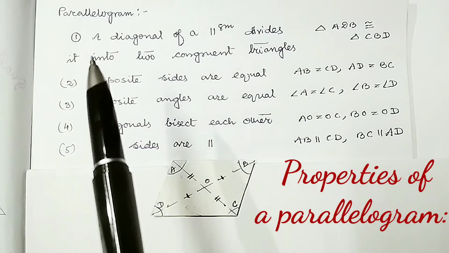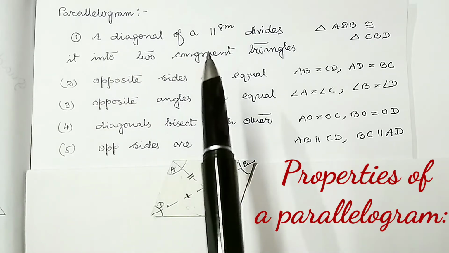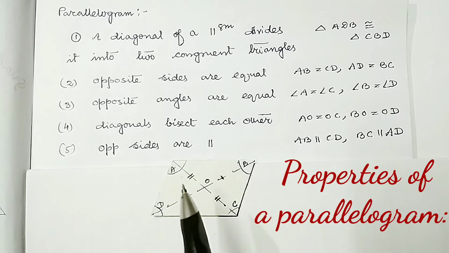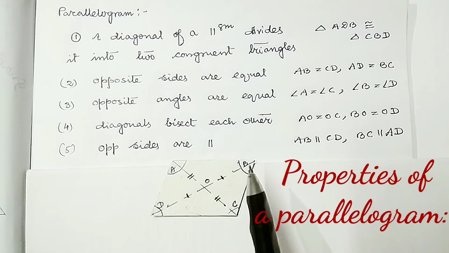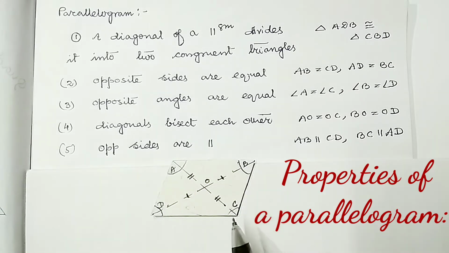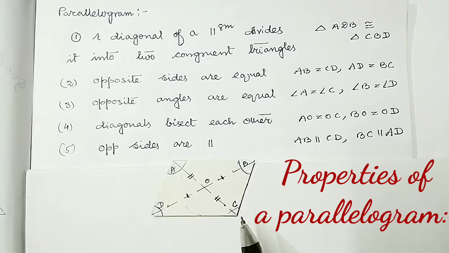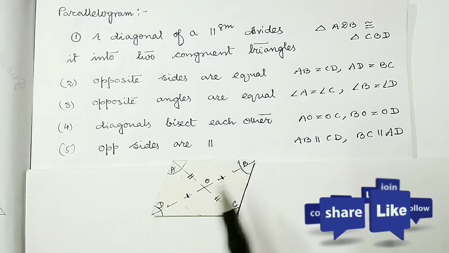The first property is that a diagonal of a parallelogram divides it into two congruent triangles. So if I consider triangle ADB, then it will be congruent to triangle CBD. That means this diagonal has divided the parallelogram into two congruent triangles. Similarly, AC also will divide the parallelogram into two congruent triangles. I think this is clear.